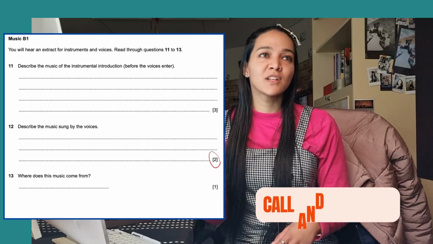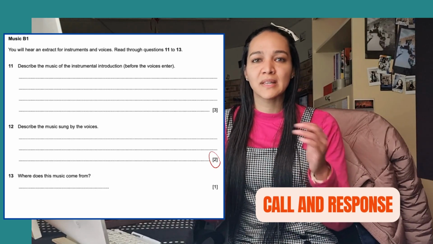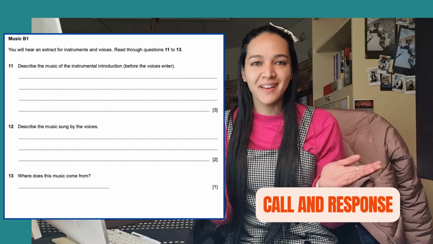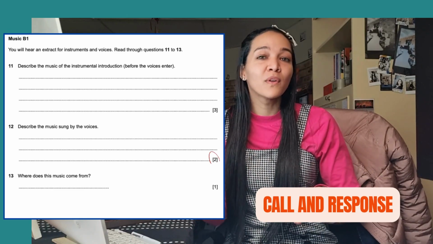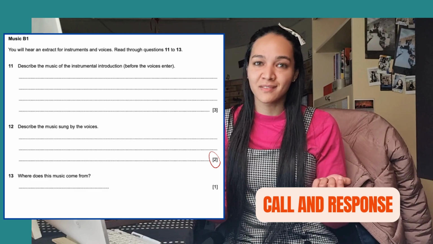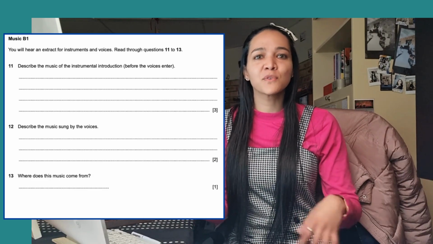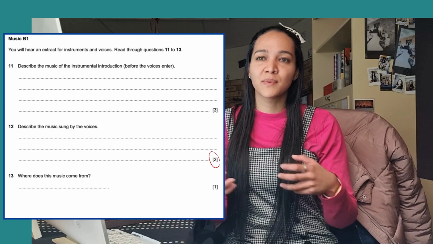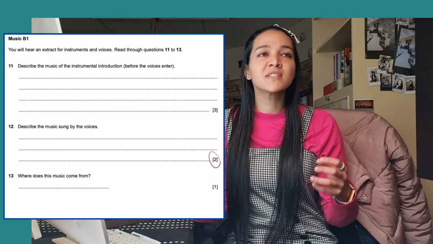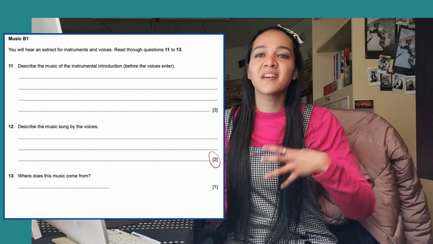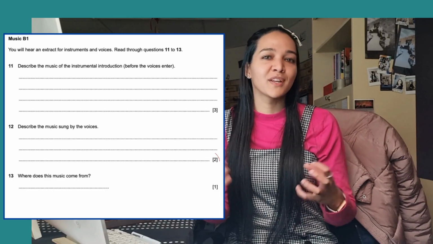So initially there is a longer call and a shorter response, and then they switch. Then it is the opposite. Then the call is shorter and the response is longer. The soloist is a male singer, and then there's also a group of male singers over here. So we don't have any female voices, but if you just say there's a soloist and a group of singers, you will also get the mark there.